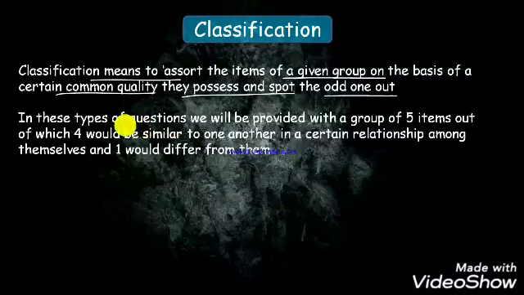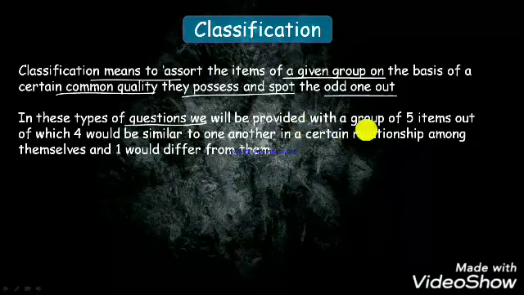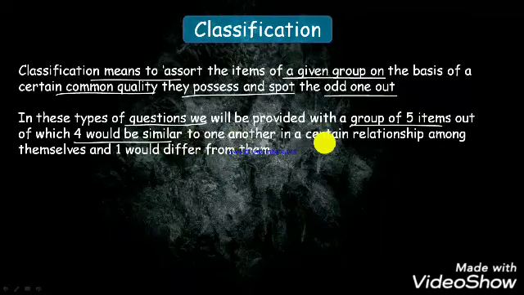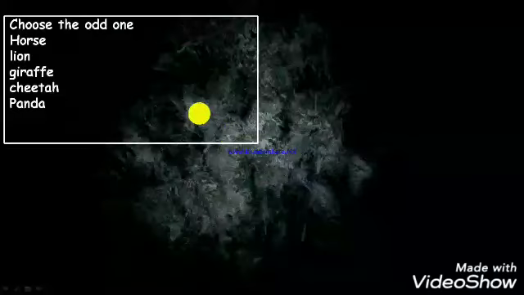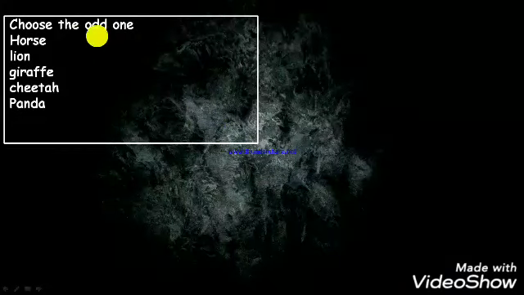In this type of question, we will be provided with a group of 5 items, out of which 4 would be similar to one another in a certain relationship and one would be different from them. When you solve the question with me, you will basically understand that. So let's start with our question.